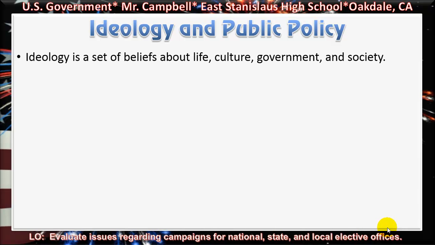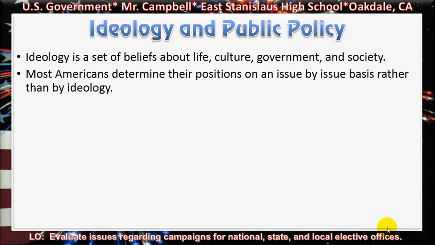Ideology and public policy. Ideology is a set of beliefs about life, culture, government, and society. Most Americans determine their positions on an issue on an issue basis rather than by an ideology. In other words, most Americans look at a specific issue in isolation. They don't base it solely upon an ideological viewpoint that tends to shape how they look at opinions.